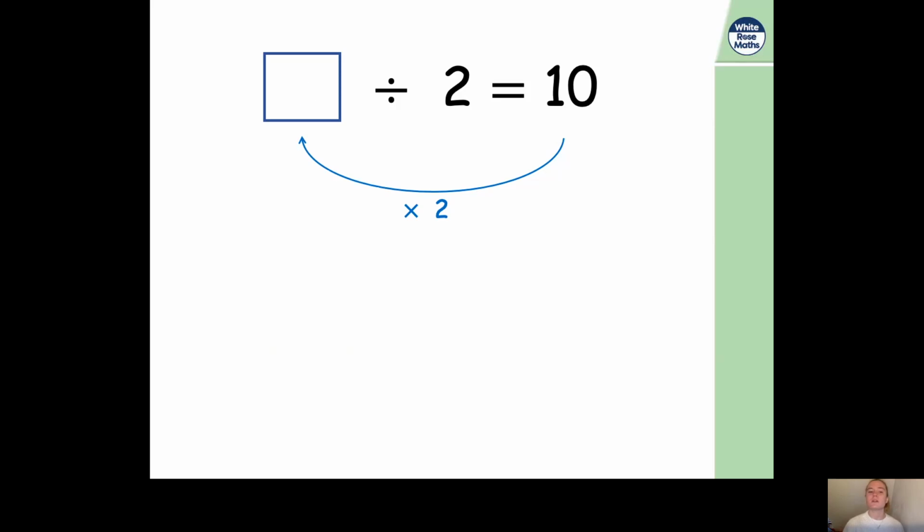Yes, we got to 20. Well done if you got that answer. It doesn't matter how you got there because there's so many different methods and there's no right or wrong method. You just pick which one you are most comfortable with, okay? As long as you get to the correct answer.